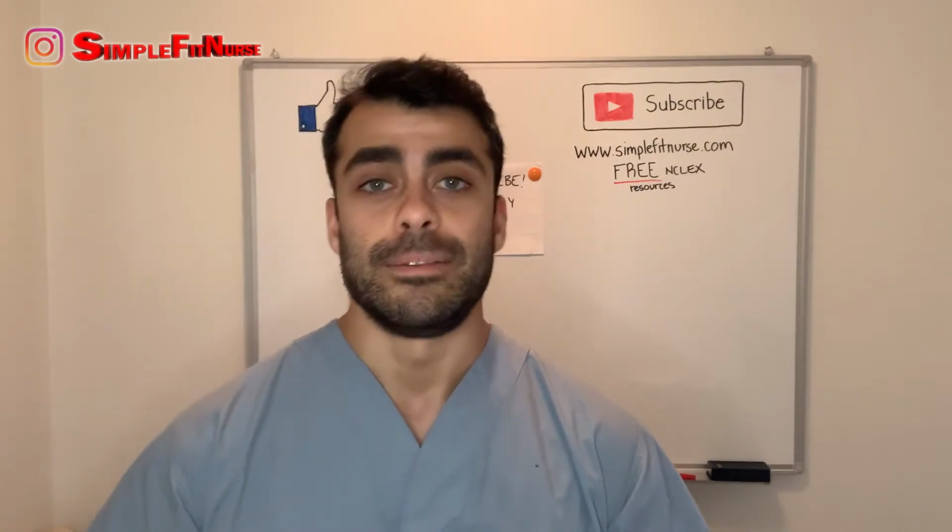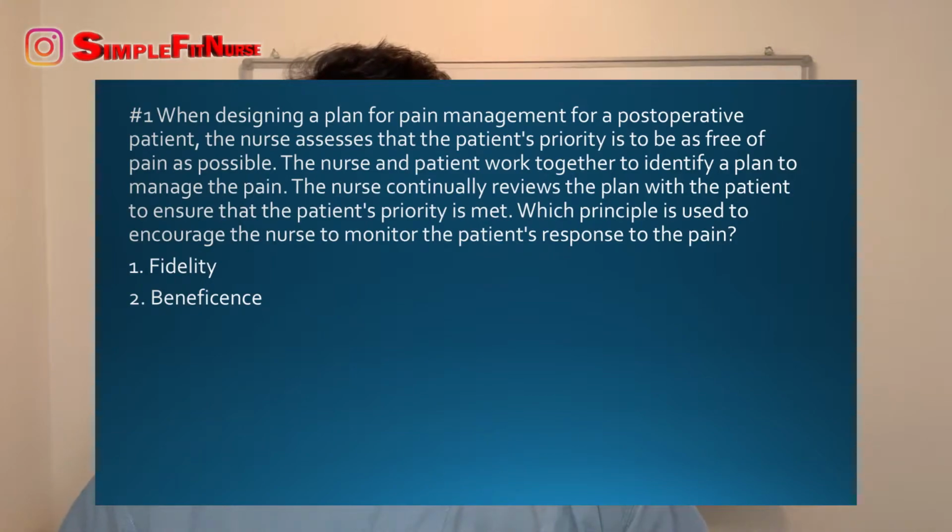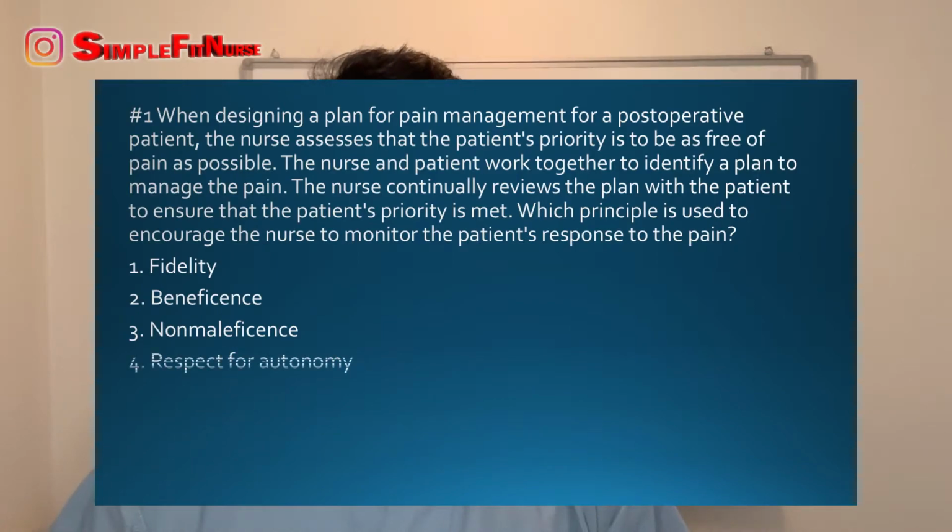Here are some practice questions that'll help reinforce what I just said. Number one, when designing a plan for pain management for a post-operative patient, the nurse assesses that the patient's priority is to be as free of pain as possible. The nurse and the patient work together to identify a plan to manage the pain. The nurse continually reviews the plan with the patient to ensure that the patient's priority is met. Which principle is used to encourage the nurse to monitor the patient's response to the pain? Number one, fidelity. Number two, beneficence. Number three, non-maleficence. And four, respect for autonomy.